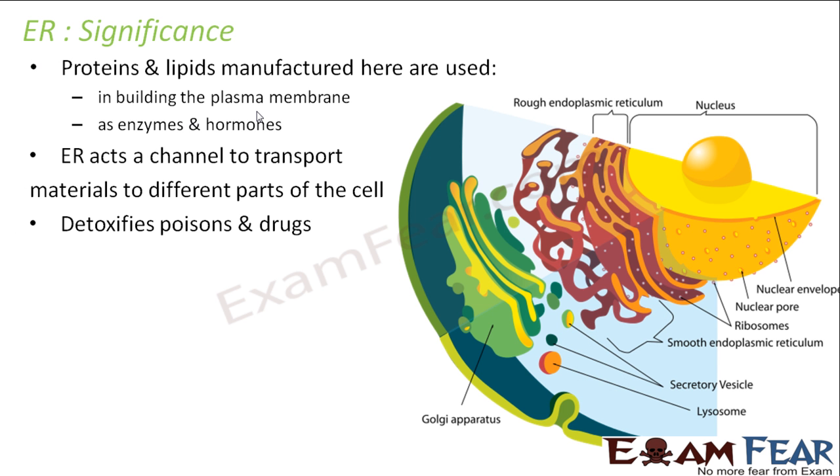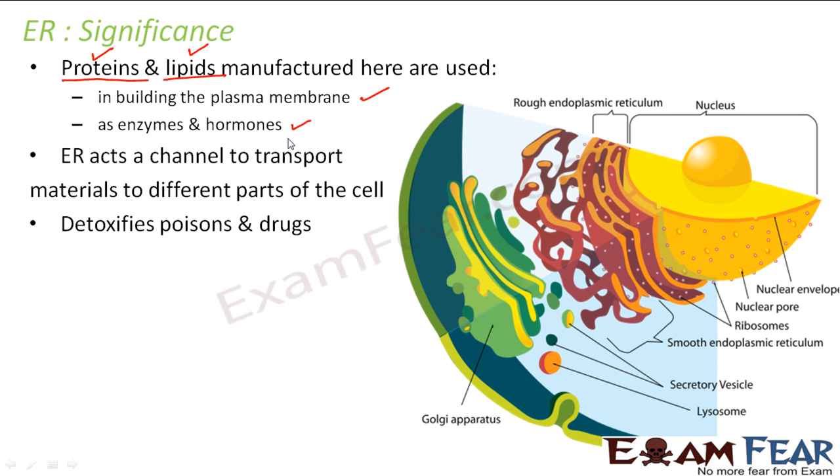Okay, now let us look at the significance of endoplasmic reticulum as a whole. Proteins and lipids are manufactured here. The rough endoplasmic reticulum has ribosomes which manufacture proteins. The smooth endoplasmic reticulum manufactures lipids. And these proteins and lipids which are produced, how do they help? They are used in building the plasma membrane. As I told you, plasma membrane is made up of protein and lipids. They are also used as enzymes and hormones.